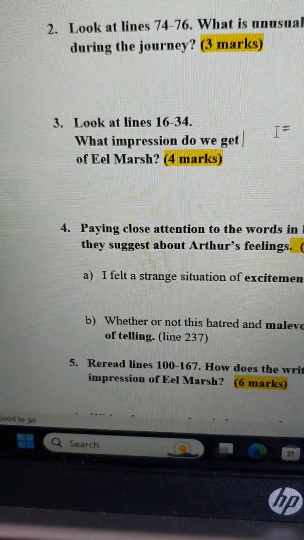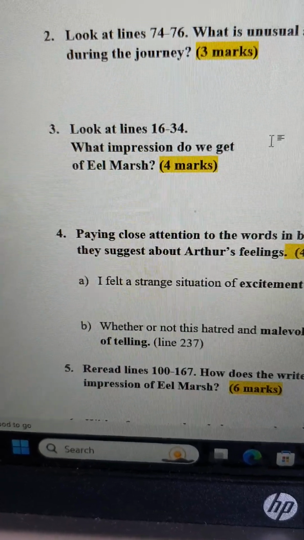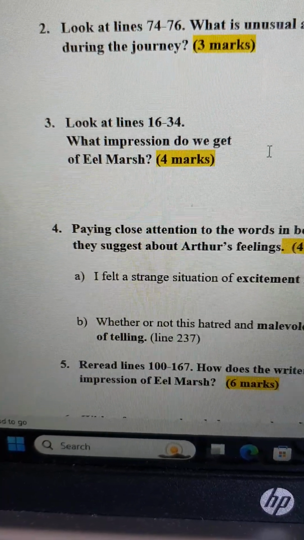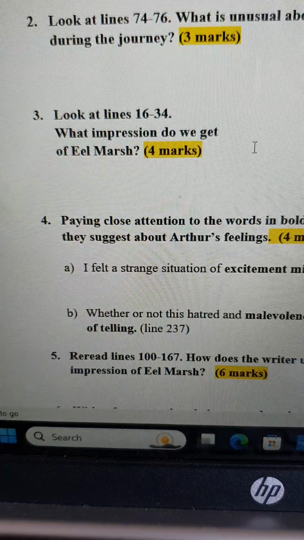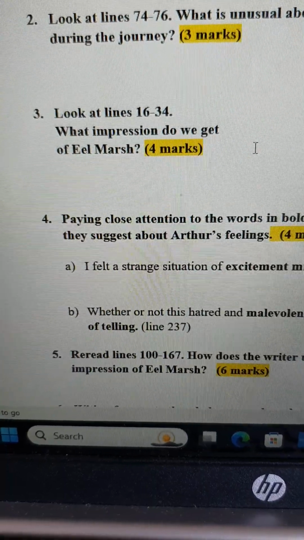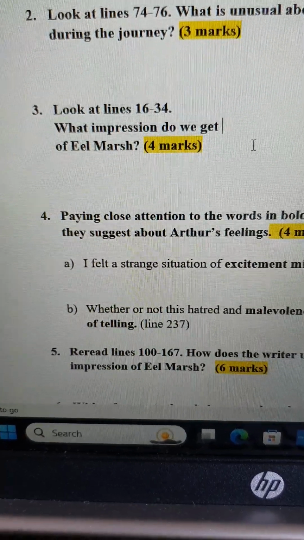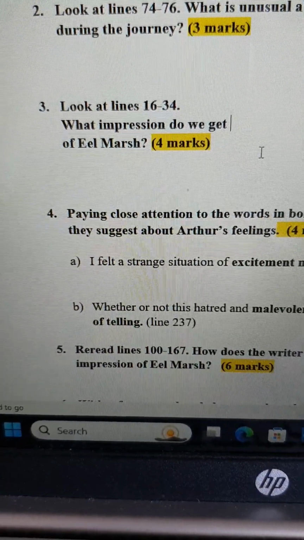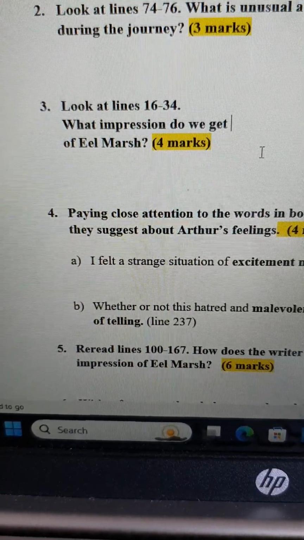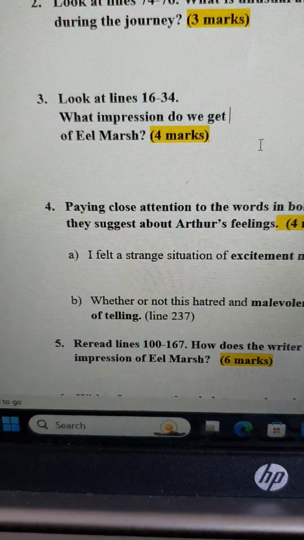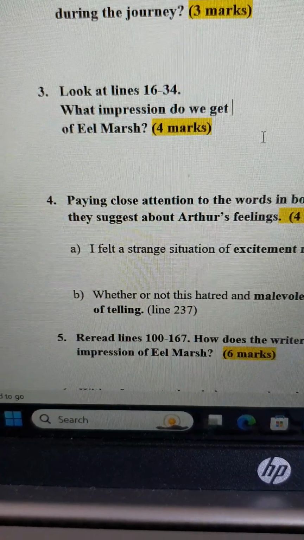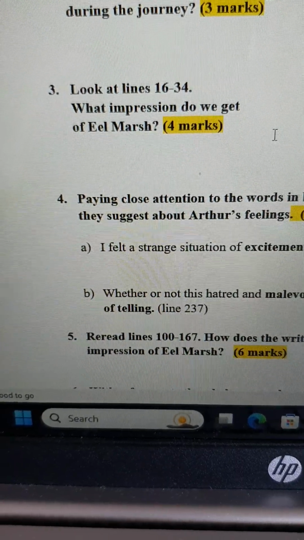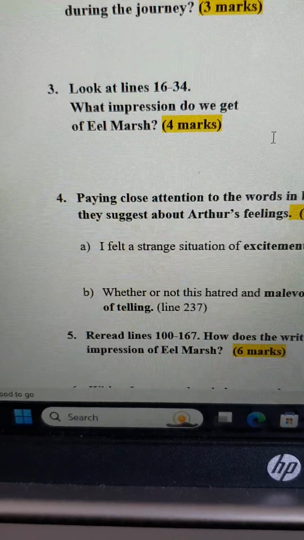As you can see, it asks you to analyse lines 16 to 34. So it's highly recommended that you draw a box around the lines that you're allowed to use to prevent yourself from looking at any other part of the text and thereby making a mistake. What impression do we get of Eel Marsh? Now this source is from The Woman in Black, and so Eel Marsh is a place. A marsh, for those of you that don't know, is a low, wet, flat land.